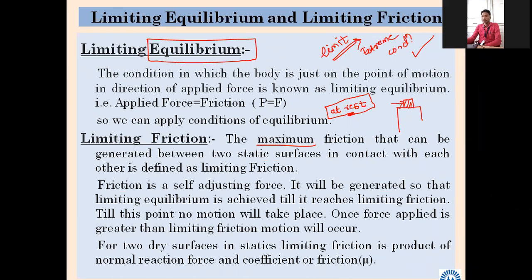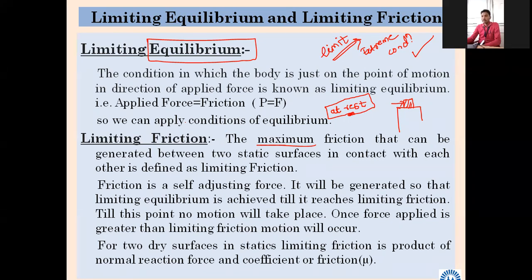Just now we have discussed. Up till now, up to the limiting friction, there will be no motion. But once it reaches its maximum, beyond limiting friction, motion will start. For dry surfaces in statics, limiting friction is the product of normal reaction and coefficient of friction. We are going to see that, don't worry about it. Okay, so that is limiting friction.